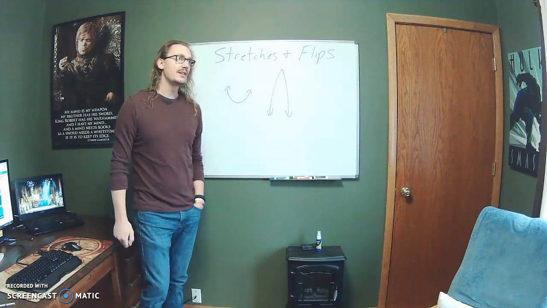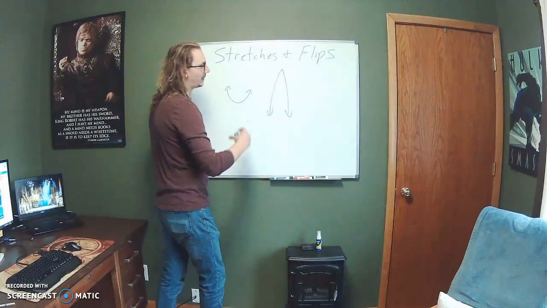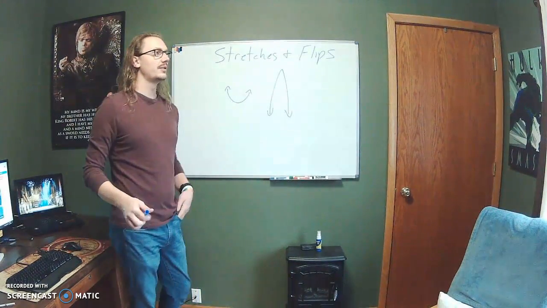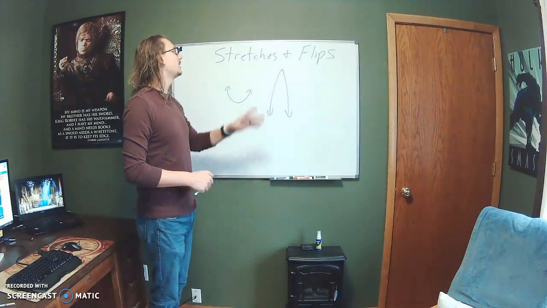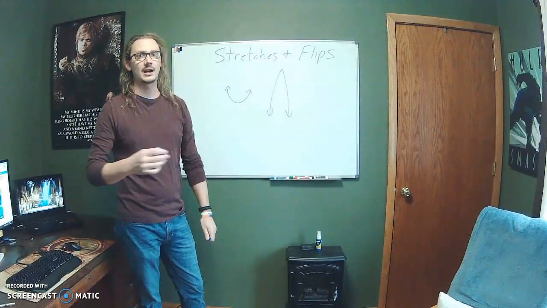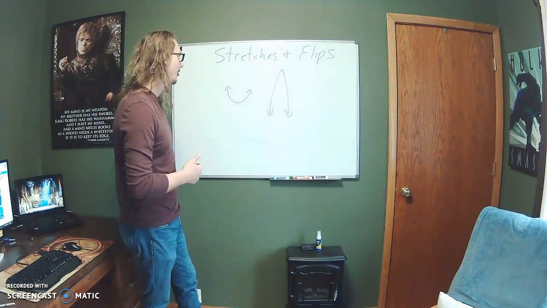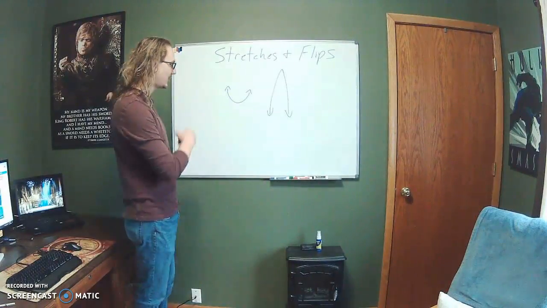Eventually we're going to be talking about a handful of other things. We're going to be moving it left to right, moving it up and down. So there are 4 different types of transformations that we can do. Today we're just talking about stretches and flips. Tomorrow and the day following we'll be talking about the other 2, moving it left to right, moving it up and down. So today, stretches and flips.